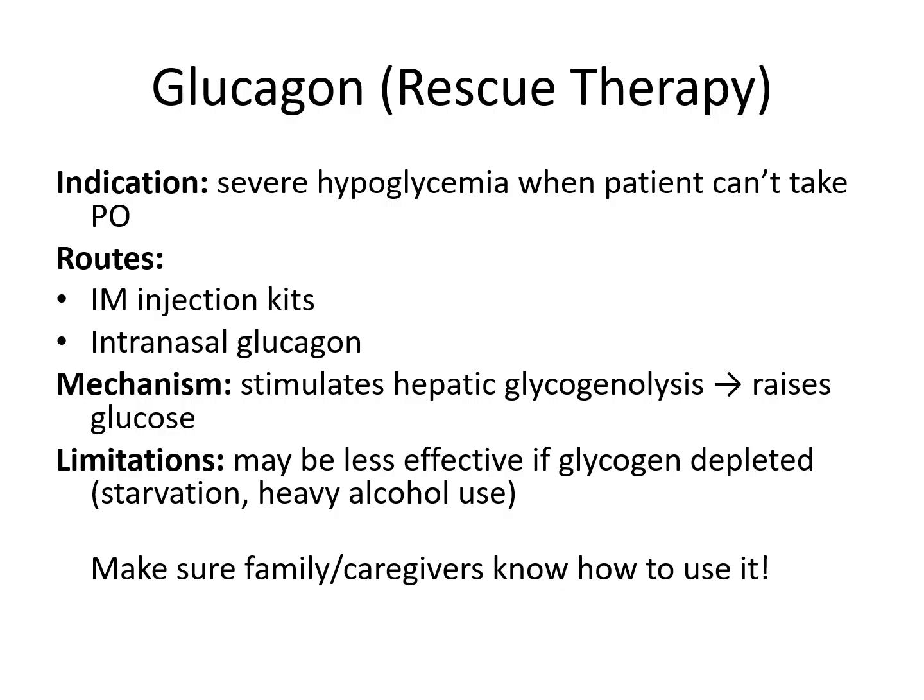There are some limitations here. Glucagon is less effective if glycogen stores are depleted, such as a patient that's had prolonged starvation, severe malnutrition, heavy alcohol use, because alcohol impairs that hepatic glucose production. And so that's critical. It's not enough for the patient to just know about glucagon. Family members, roommates, teachers, caregivers must know how to use it. In an emergency, the patient will not be able to self-administer. So if a patient is on insulin or a medication that can cause hypoglycemia risk, ask yourself, does someone close to them know how to administer glucagon for them?